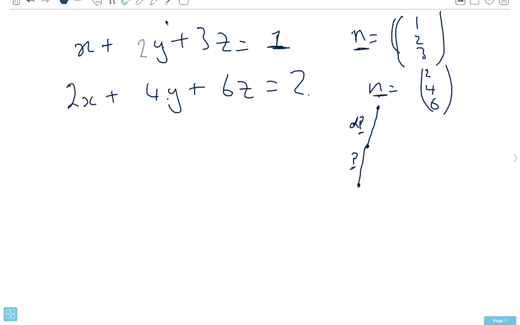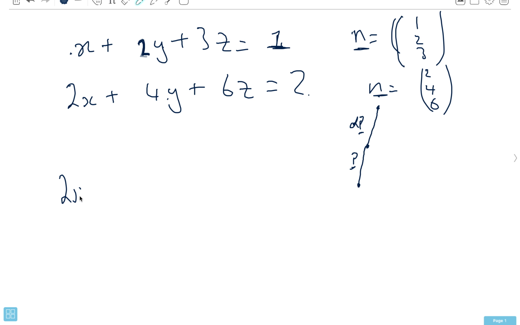Now, how do we figure out if they're stacked on top of each other or if they're exactly the same plane? Well, if they're exactly the same plane, that means that whatever I multiplied by to get this plane, d must also be multiplied. Does that make sense? So let me show you. So we know that this normal vector is multiplied by 2 of that normal vector. So 2 times this is equal to that. But is it 2 times d as well?